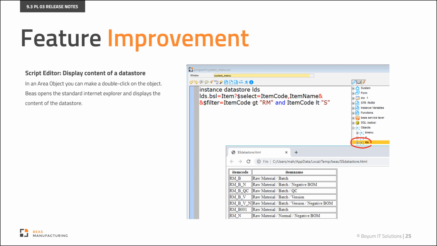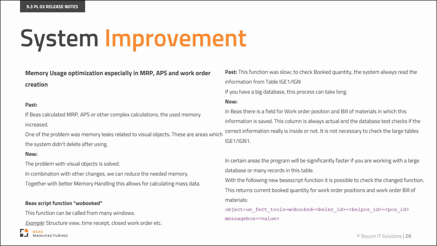It is now able to display the content of a data store. In an area object, you can make a double click on the object. Beas opens the standard Internet Explorer and displays the content of the data store. Now let's have a look at our system improvements in the fresh release.